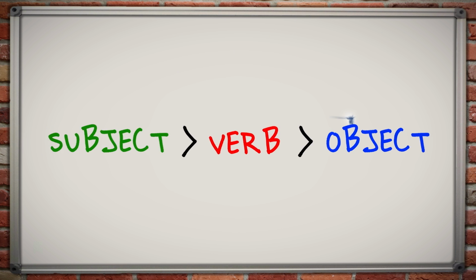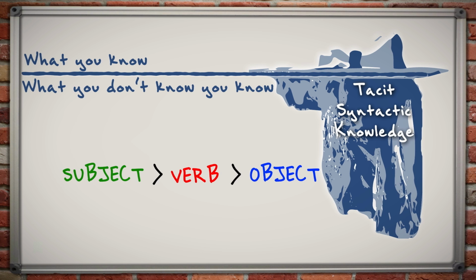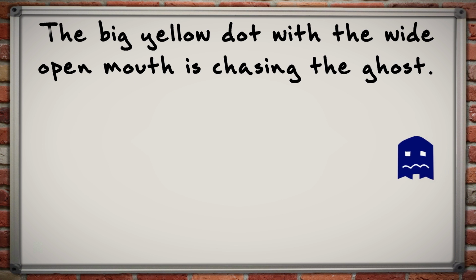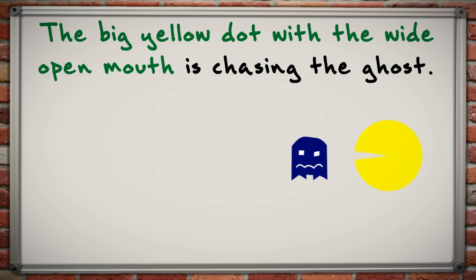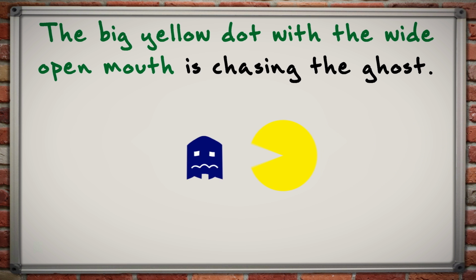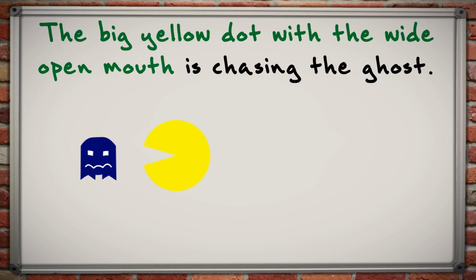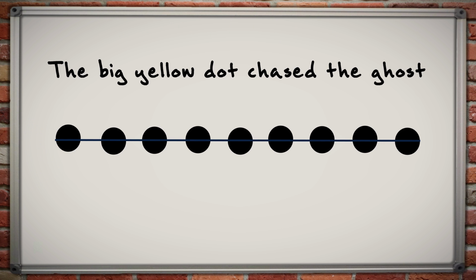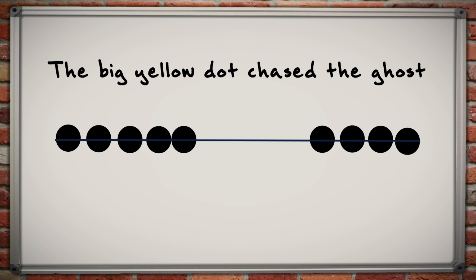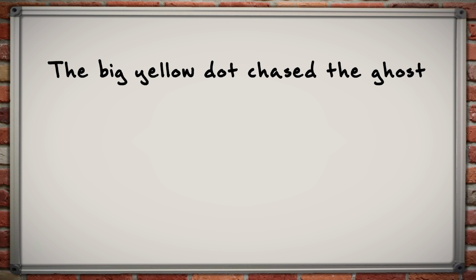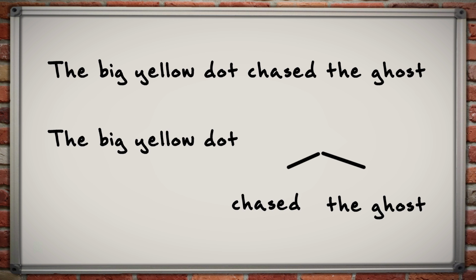Now, grammatical functions do not associate with individual words, but instead they associate with entire phrases. For example, the big yellow dot with the wide open mouth consists of 9 words, but they're all part of the same phrase, the subject. So there's an entire string of words that functions as a unit of language. This means that words are not just combined together like beads on a string. Some words belong together more closely than others. We can illustrate this by representing a sentence in the form of a tree diagram.